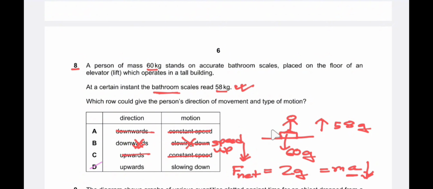But if he is moving upward, then he can slow down. So the remaining option is D. That's why if he is moving upward, then he can slow down. That's why all the remaining options are wrong, and the correct answer is D.